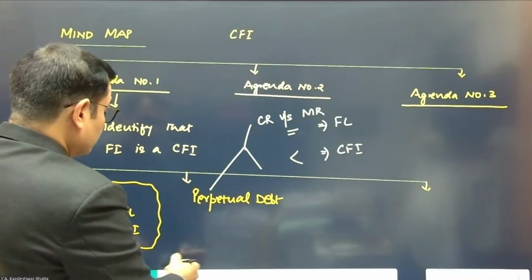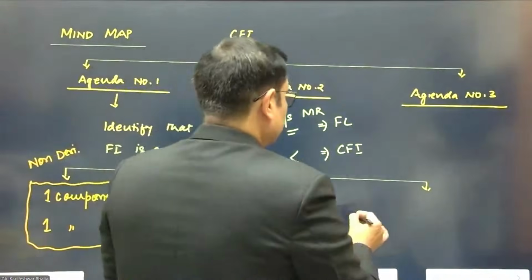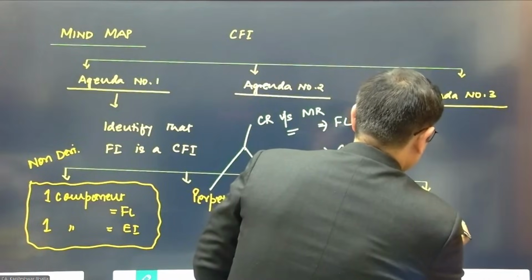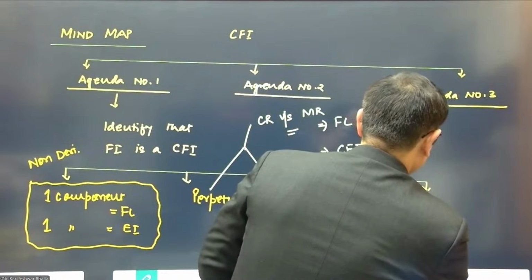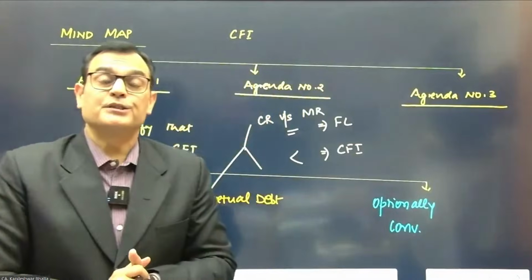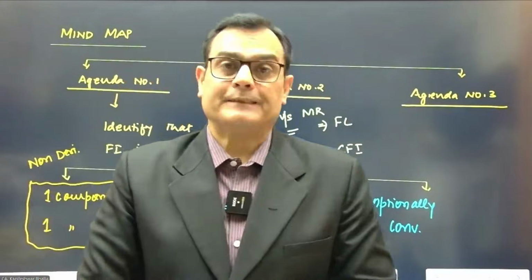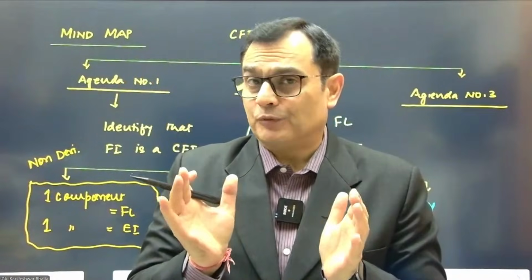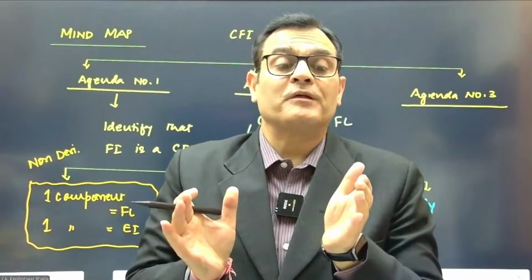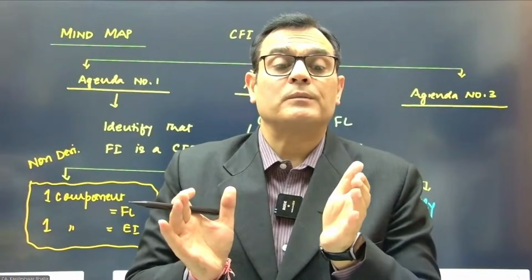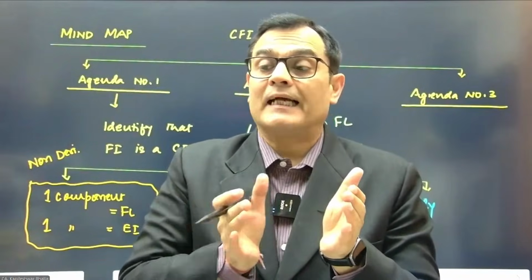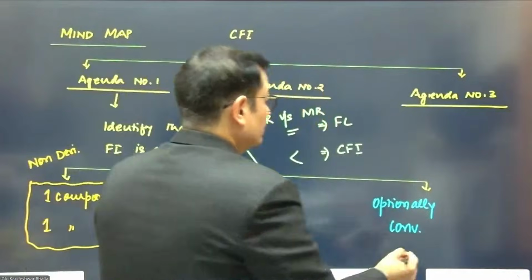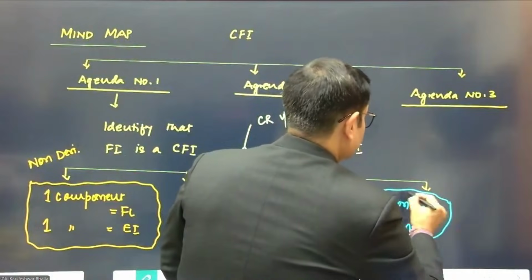And then we came to a little special agenda, and that was the case of an optionally convertible financial instrument. Now, this is where we decided that invariably, in this particular case, it is always a CFI. The reason, we said earlier, is that the coupon rate of interest on a convertible instrument will always be less as compared to a coupon rate on a non-convertible one. So in this case, we drew reasons why it is a CFI.